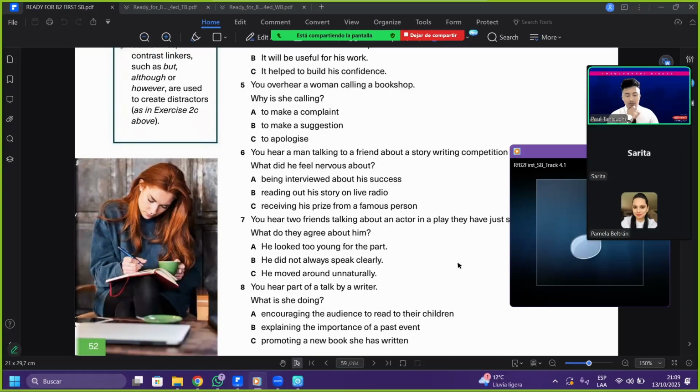8. You hear part of a talk by a writer. Now, you're all avid readers, so you know all about the wonders of books. Your bookshelves are probably full of novels, some of them mine, hopefully, and it's likely you started reading from an early age. So it may surprise you to know that until I was 15, I had never actually read a book from beginning to end.